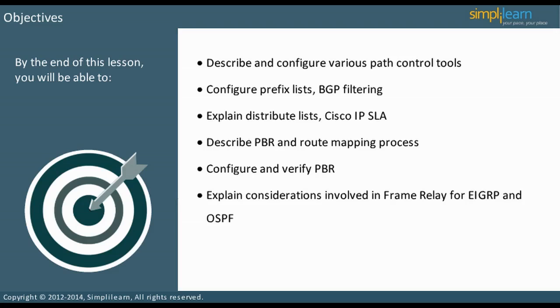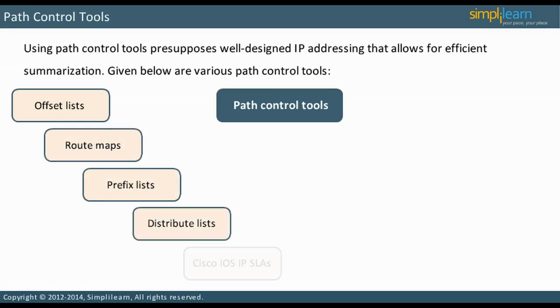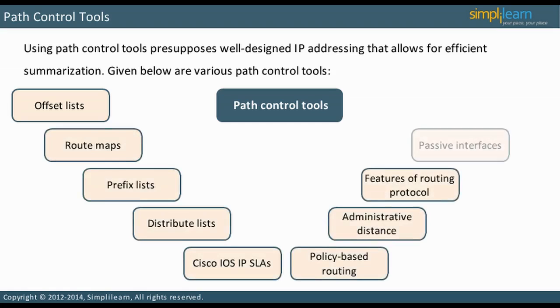Let us start our discussion with the first topic, path control tools. To use path control tools, a network must have well-designed IP addressing. Many of the tools we will discuss are difficult to implement without efficient summarization. Tools include offset lists, which are available for EIGRP. The rest of the tools are available in all routing protocols.